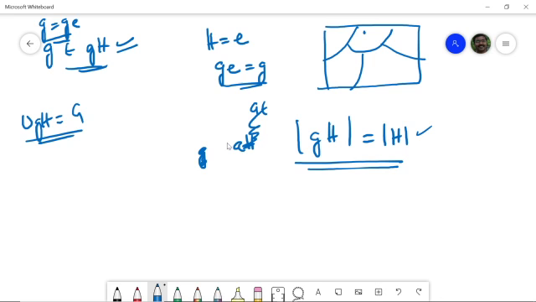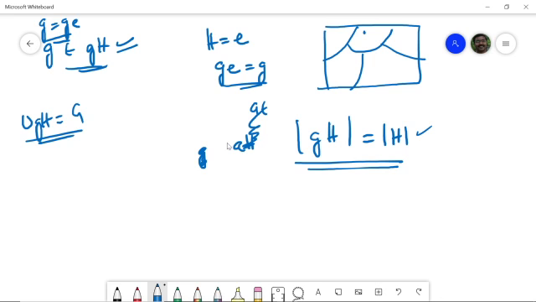So we are going to prove that the order of gH, the order of a coset, is the same as the order of the subgroup. I hope you understand what we mean by order. Order is nothing but the number of elements in that set. So we'll show that the order of gH is the same as the order of H. So how will you do that?